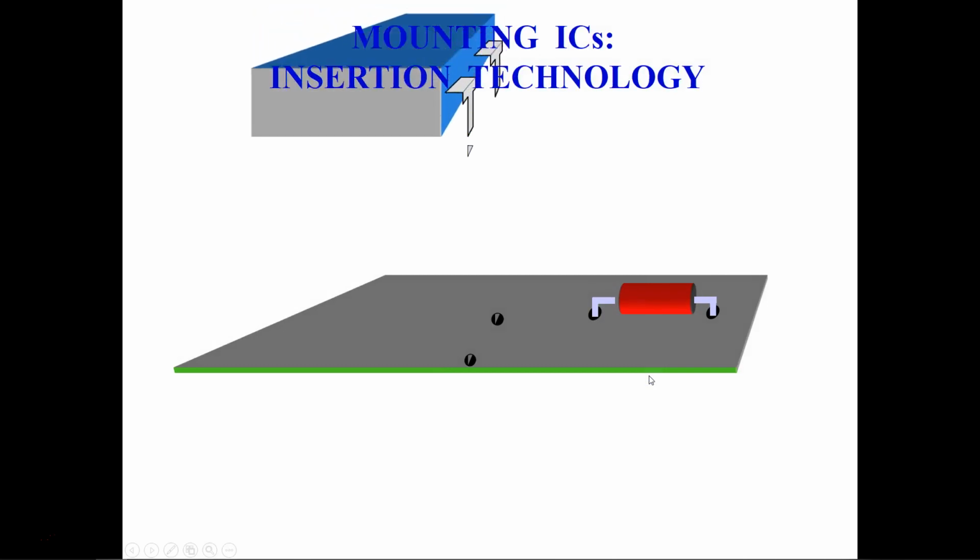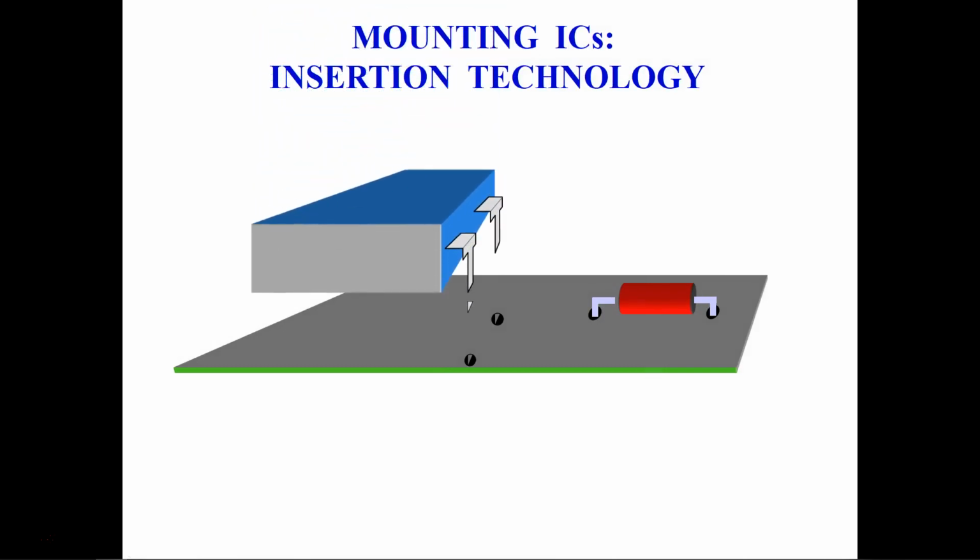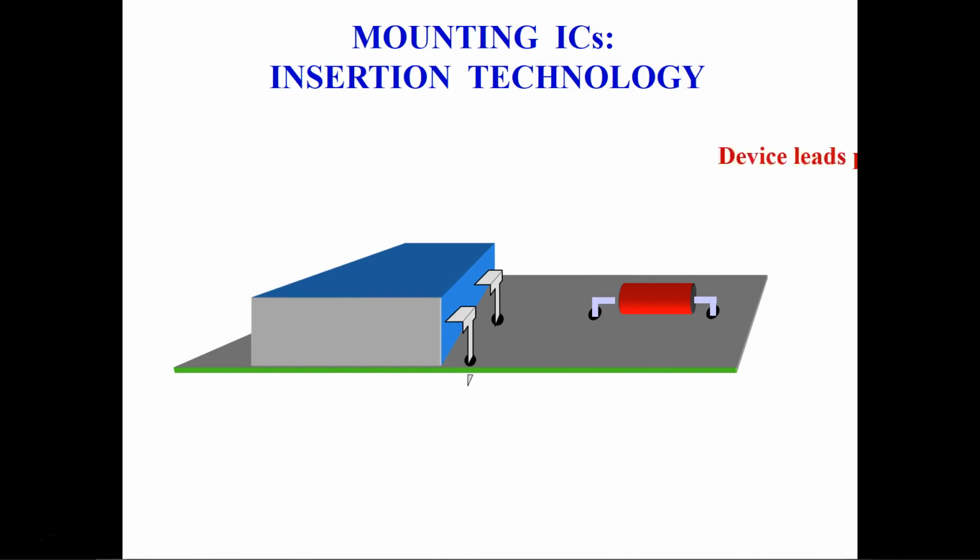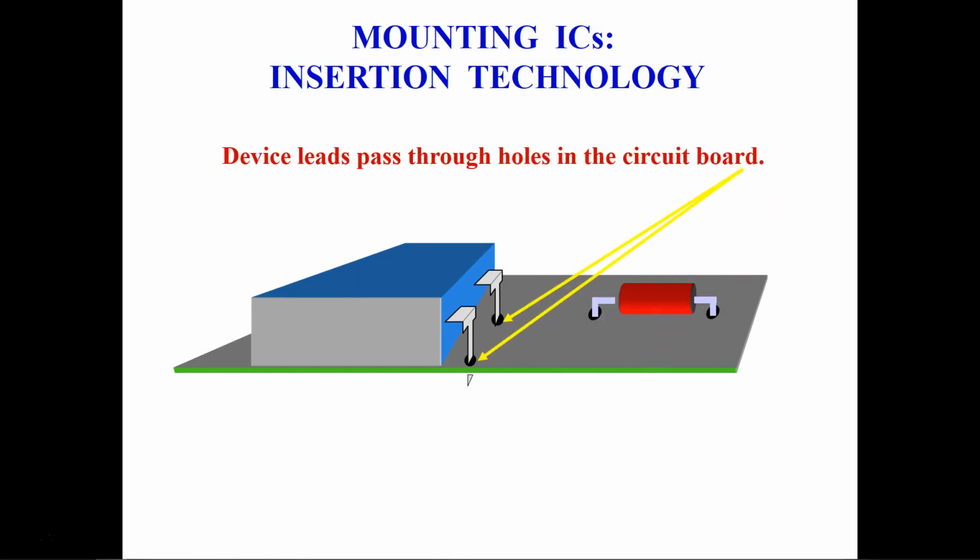Now, mounting ICs. There are two ways to do that. This is the through hole type. As you can see, this is our PCB, and these are the two holes, and you put the IC in this way. When you do that, the leads will come out, and this is where you do the soldering in these two holes, in such a way that it forms a conducting path.